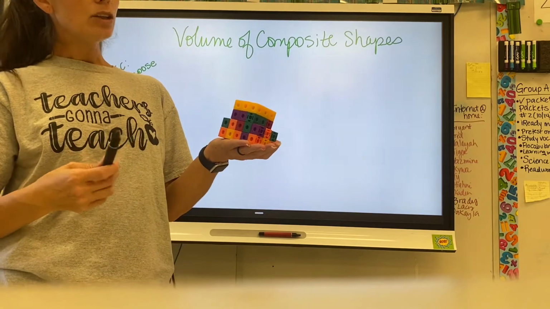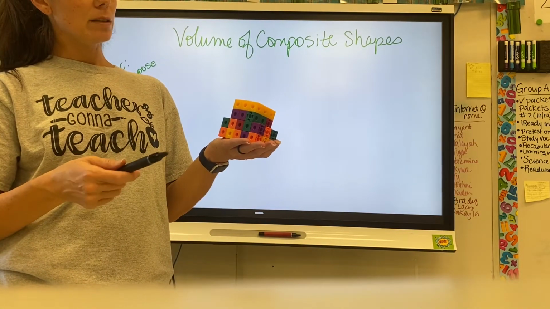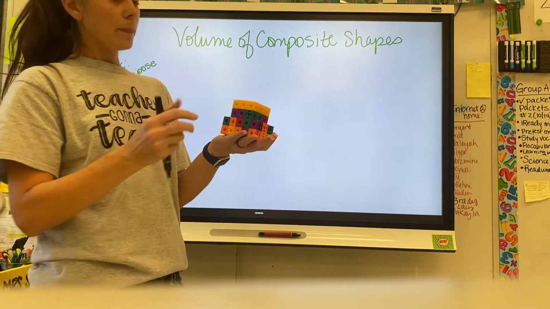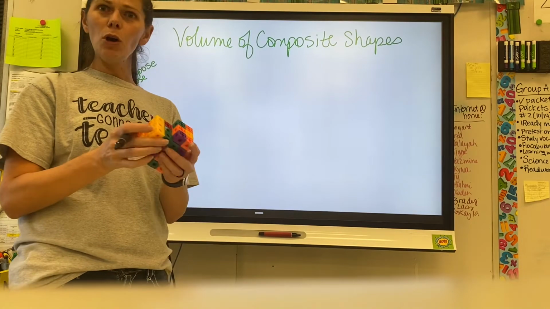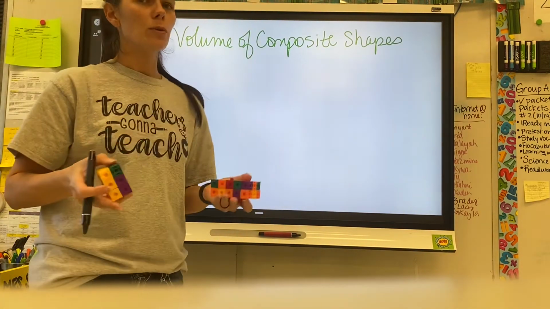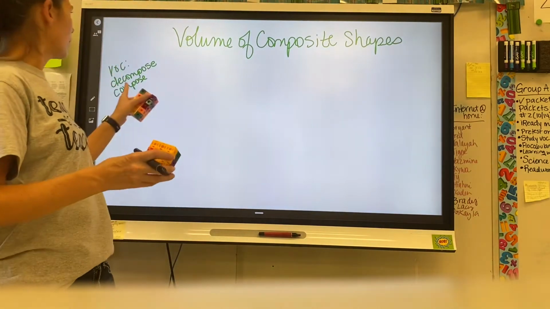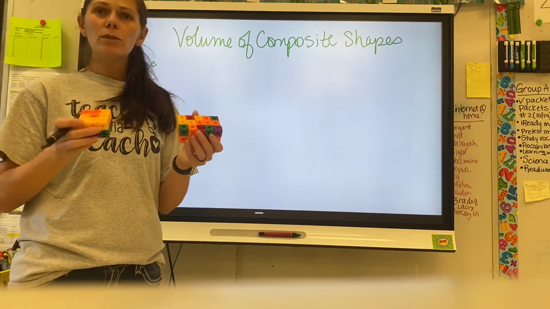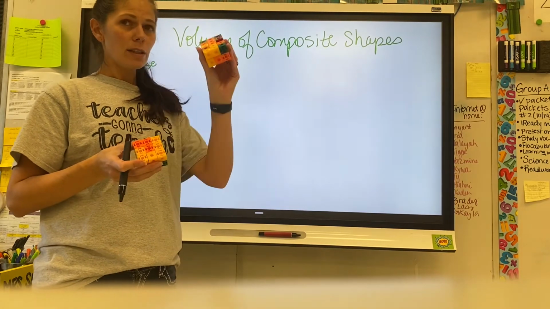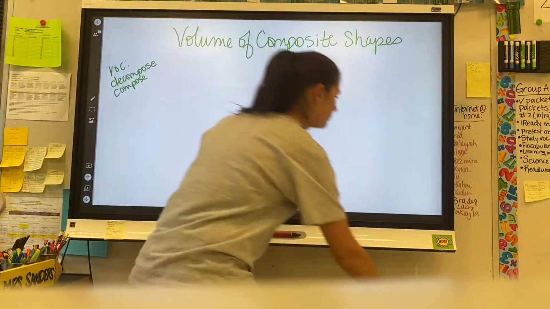I cannot use length times width times height because everything's different. So why don't we take it apart? Why don't we decompose the shape, using my vocabulary here, decompose the shape into two figures that we can find the volume of. So let's call this figure 1, the bottom one.